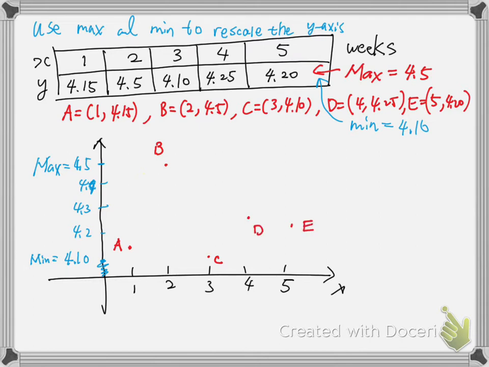Okay, my E. So now let's use yellow color to connect all these 5 points. Now the curve is much clearer. So this is called rescaling. We rescale to only look at the useful part, to amplify the difference. So that's the second part.